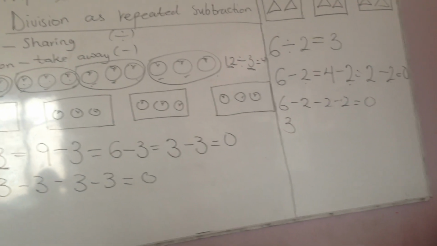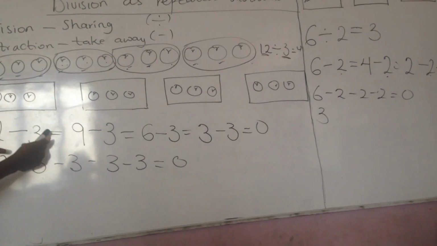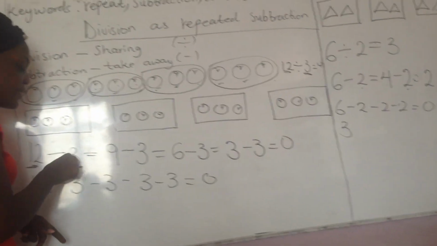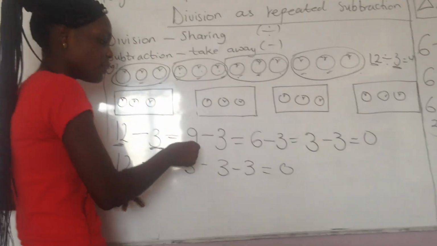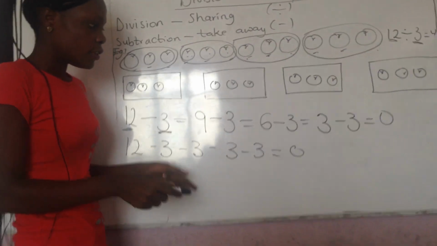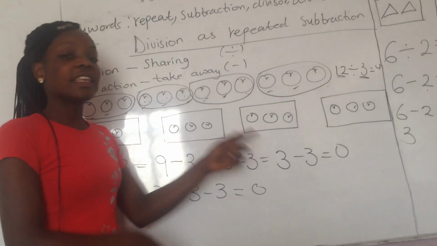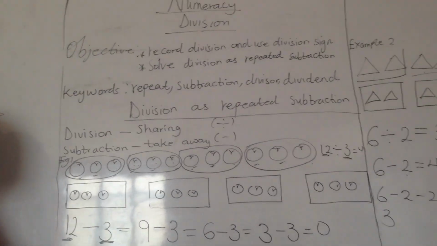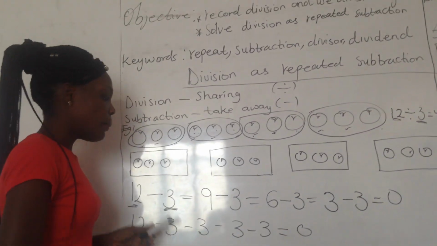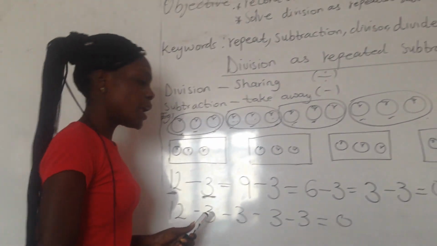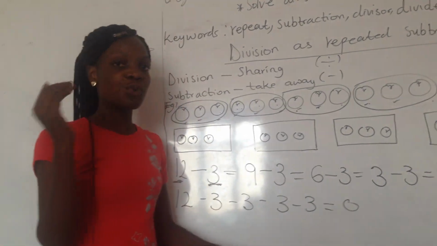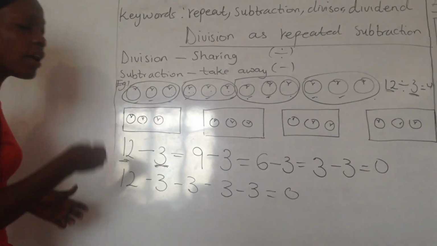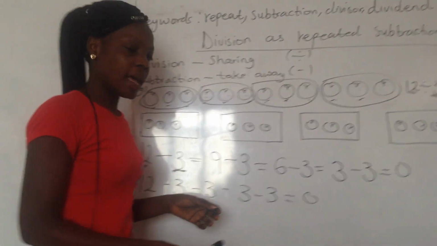So if you take your divisor out of your dividend, that's 12 minus 3, or any number, the answer that you get, you take the same divisor again out of the answer. So if your divisor is 3, that will be 3, 3, 3. But if your divisor is 3 and the next divisor is 2, it's wrong. So make sure that your divisor is the same number.